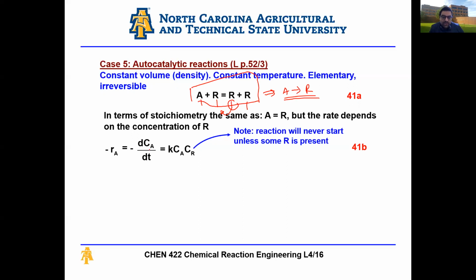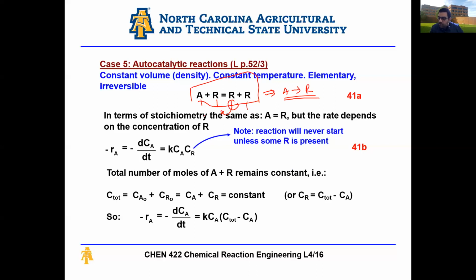So if I want to write the reaction rate, it will be minus dCA by dt is equal to kCA divided by CR. And the reaction will never start unless some R is present. So obviously, it's like having a polymerization reaction where you just introduce a small amount and then it starts generating more of the same species.